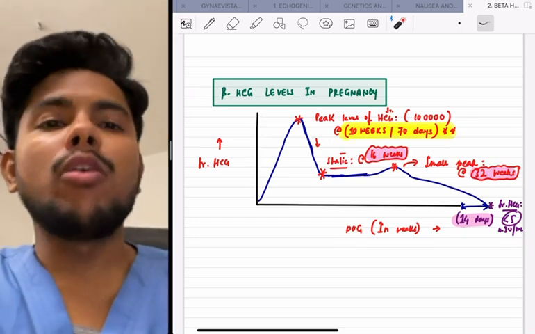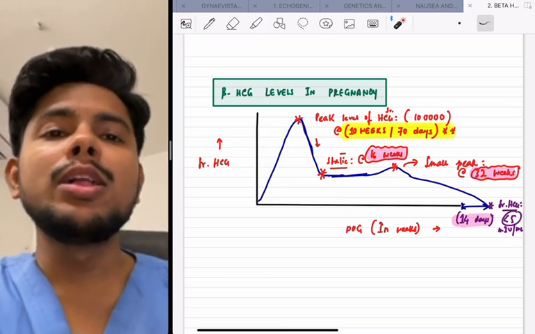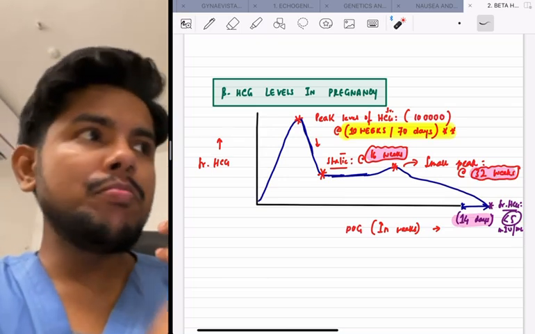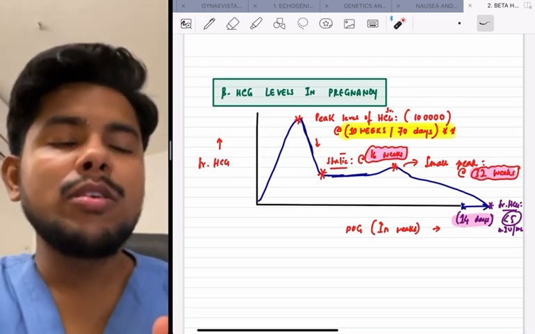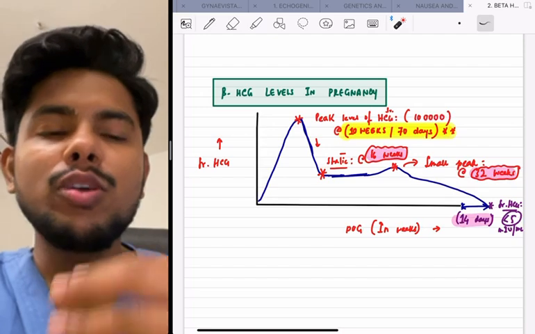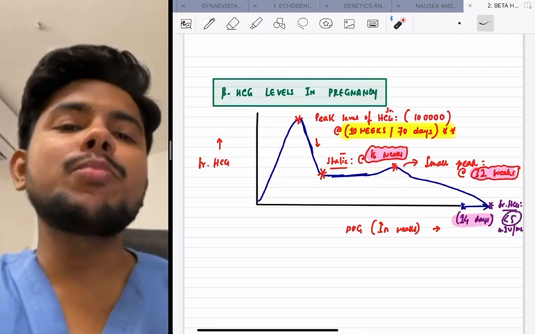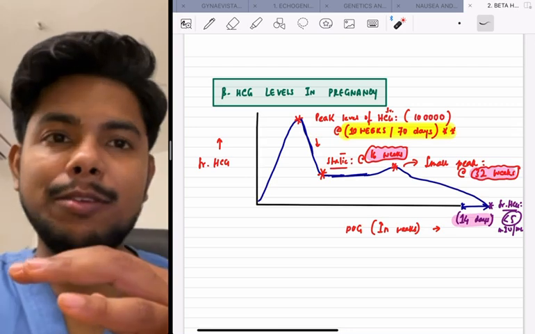At which serum level do we call beta hCG normalized? When the level of beta hCG is 5 or less, we call it normalized. So it has to be 5 or less. All right.